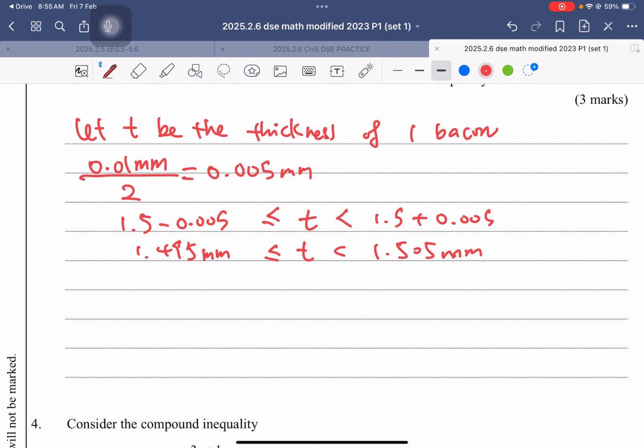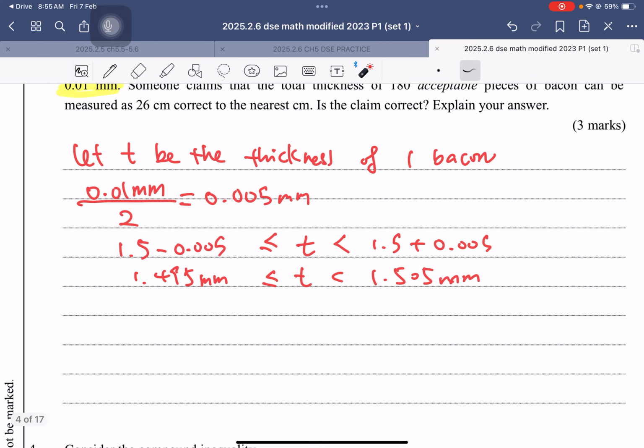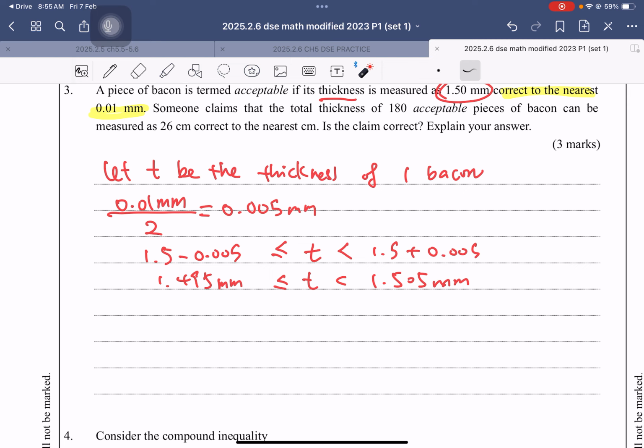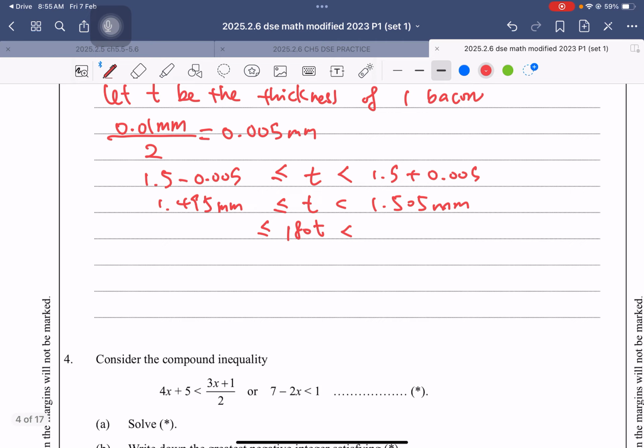So now, this is for only one, but how many bacon do we have? 180. Then what's the next step? You're calculating for 180, so you're writing that this is 180T. You times 180 to both sides. So what I have here is 269.1. What is the unit? mm. And smaller than, giving you 270.9 mm. Is this clear?